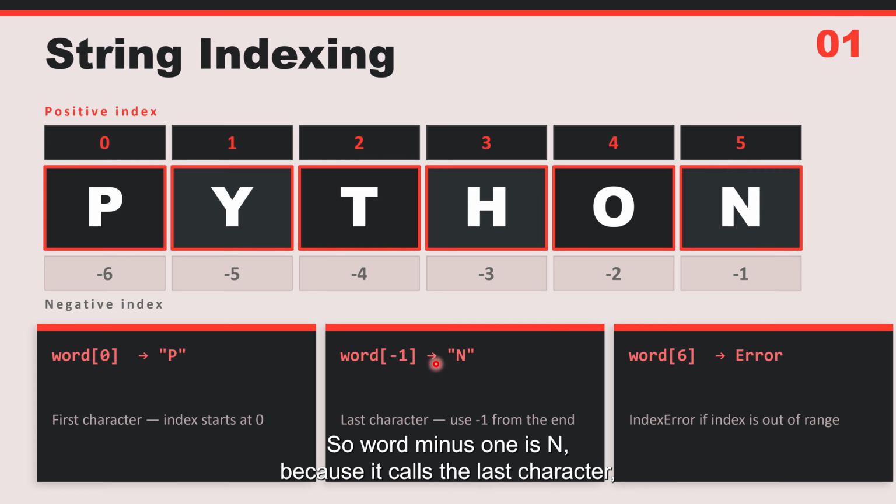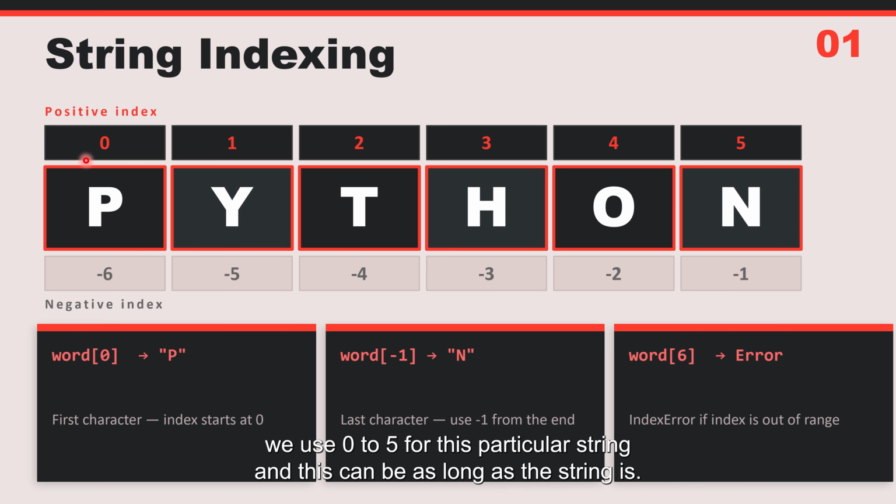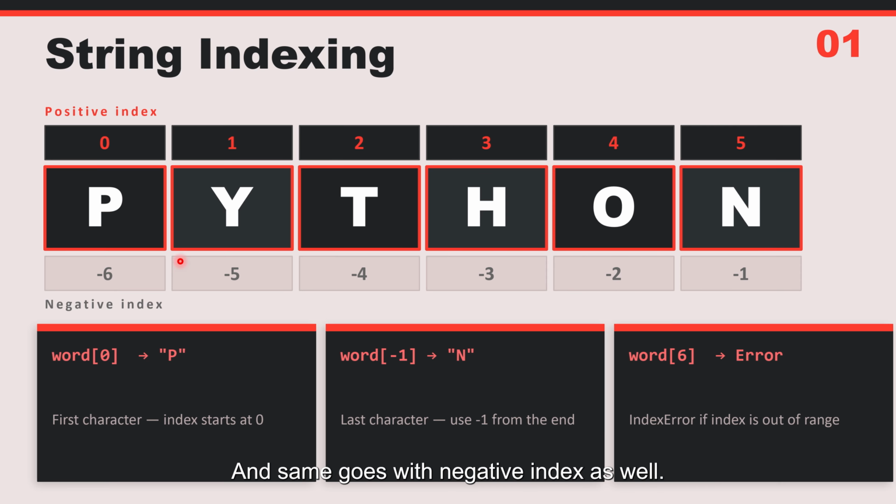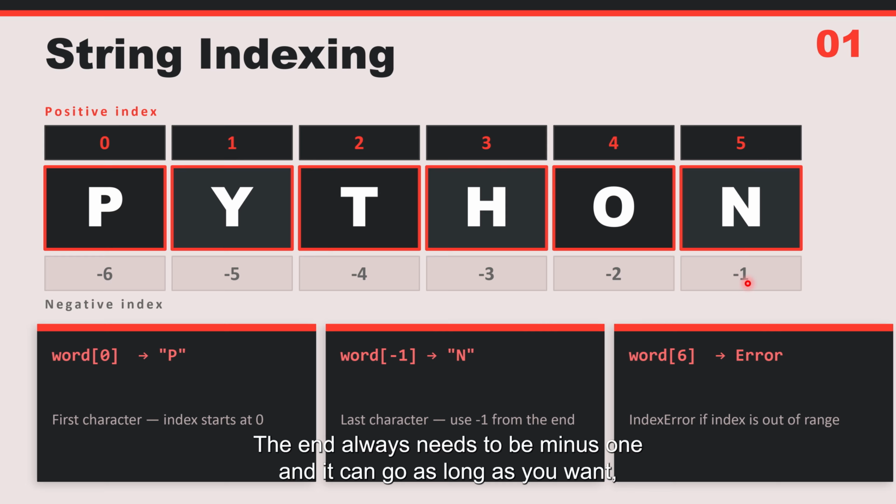So word -1 is N because it called the last character. We use -1 from the end. So as you can see, here is the end -1. In the positive index, we use 0 to 5 for this particular string, and this can be as long as the string is. It would be 0, 1, 2, 3, 4, 5, 6, 7, 8, 9, 10, and all that. And same goes with negative index as well. The end always needs to be -1, and it can go as long as you want.